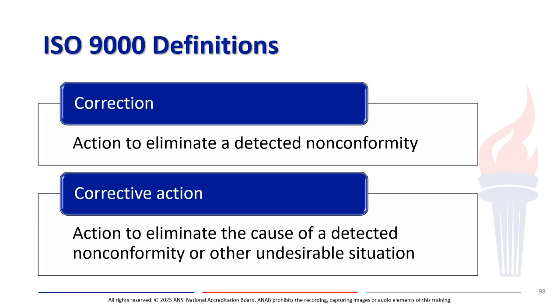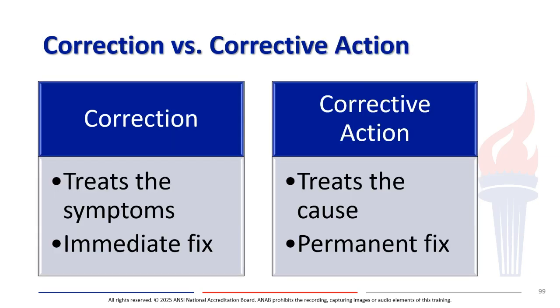Next slide, please. So I have here correction versus corrective action. As you can see, correction really treats the symptoms and is the immediate fix. Corrective action treats the cause. That's the permanent fix. Next slide, please.